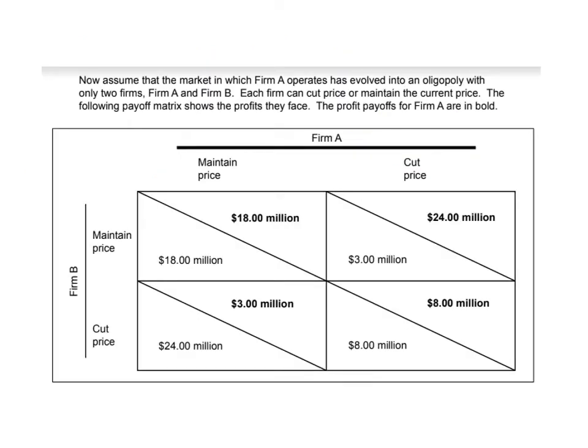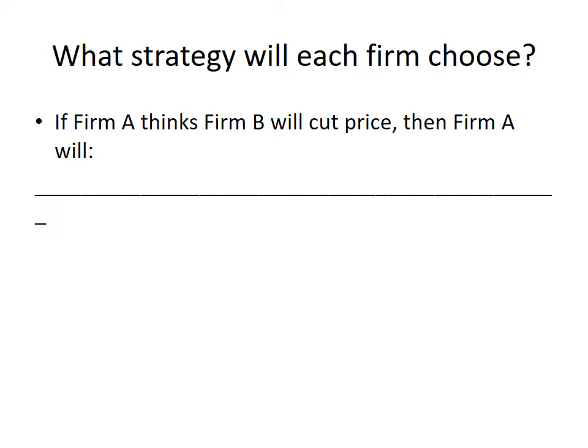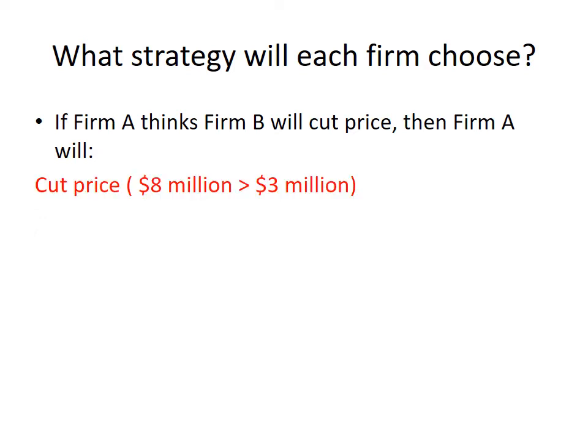So there's the matrix again for your reference. Let's look at if firm A thinks firm B now will cut price. Then firm A will. So what would be their dominant strategy? Well, their dominant strategy again will be to cut price because at least their 8 million will be greater than 3 million.